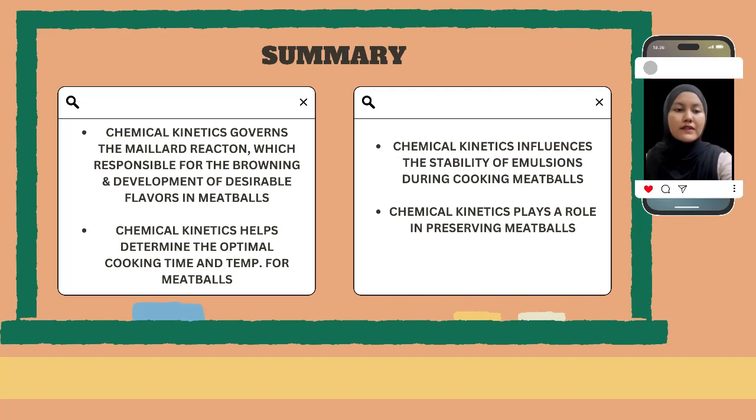Chemical kinetics influences the stability of these emulsions during cooking. Understanding the kinetics of emulsion formation and breakdown helps in selecting appropriate ingredients and cooking techniques to maintain the desired texture and prevent separation. The last one, chemical kinetics also plays a role in preserving meatballs.